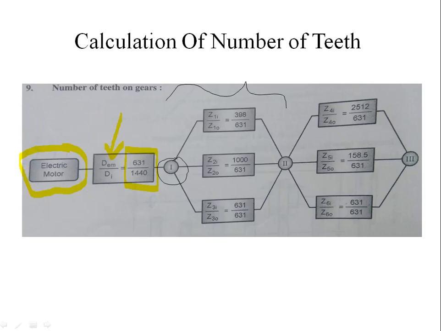So Z1 input upon Z1 output is equal to 398 upon 631, Z2 input upon Z2 output is equal to 1000 upon 631, Z3 input upon Z3 output is equal to 631 upon 631. So 631 upon 631 is 1, which means there is no speed change from 631 to this. Here the ratio is 1000 upon 631, it is less than 1, so the speed is going to reduce.